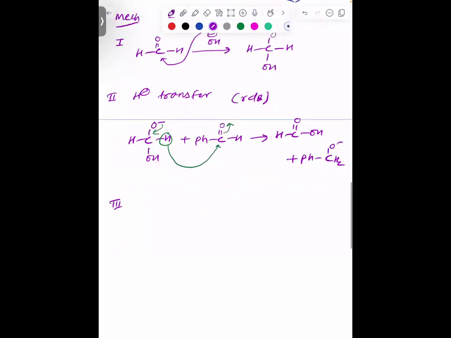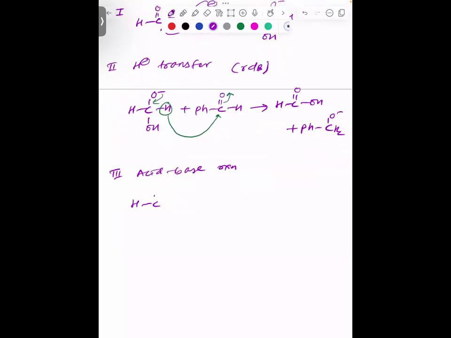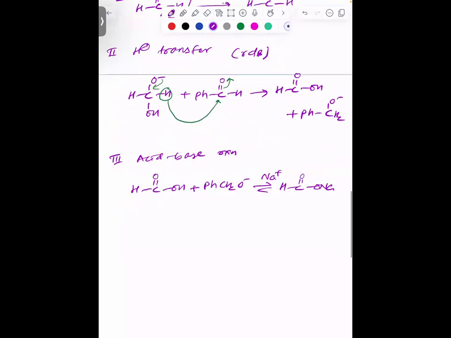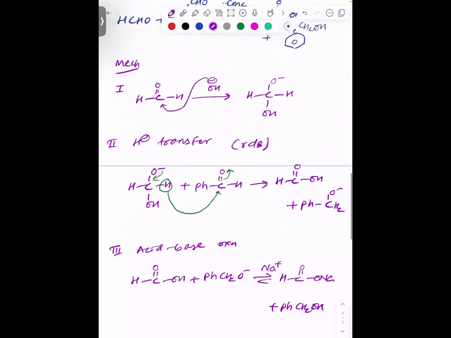So here an acid base reaction takes place, and the hydrogen will be transferred. In the presence of Na plus, it will give the salt of carboxylic acid plus this alcohol. Quickly note down.